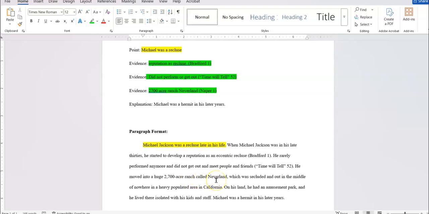He moved into a huge 2,700-acre ranch called Neverland, which was secluded and out in the middle of nowhere in a heavy populated area in California. All right. Now, unless you knew that offhand, and this person did not, the citation goes there. On his land, he had an amusement park, and he lived there isolated with his kids and staff. Again, I'll need a citation.